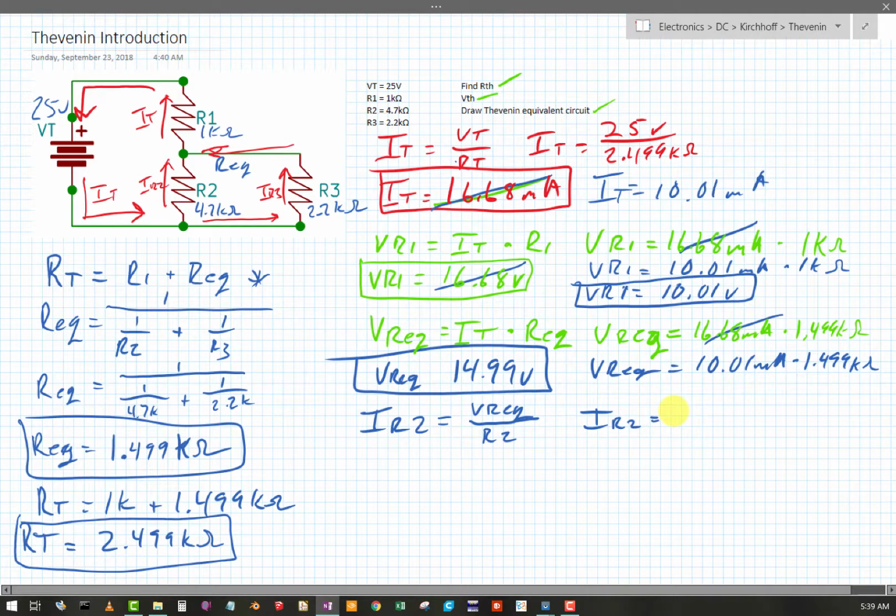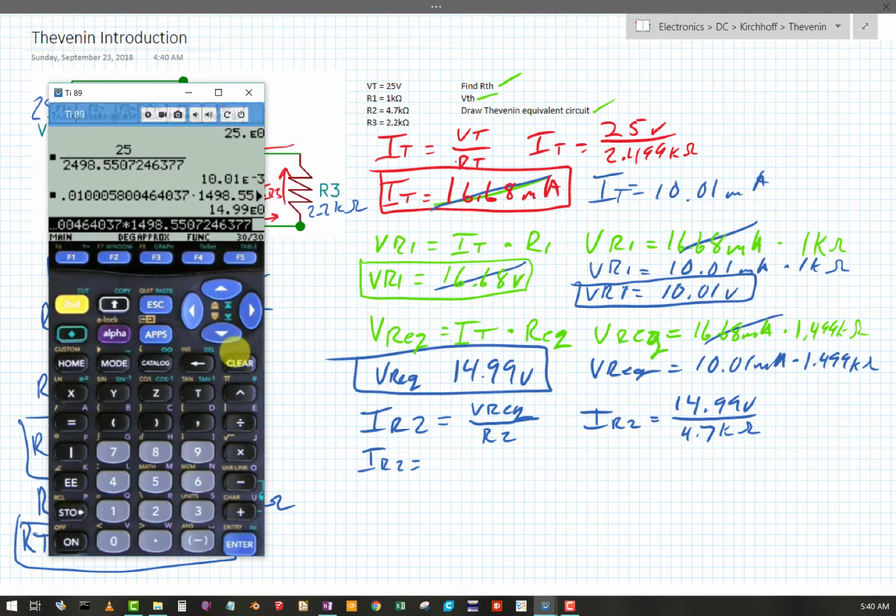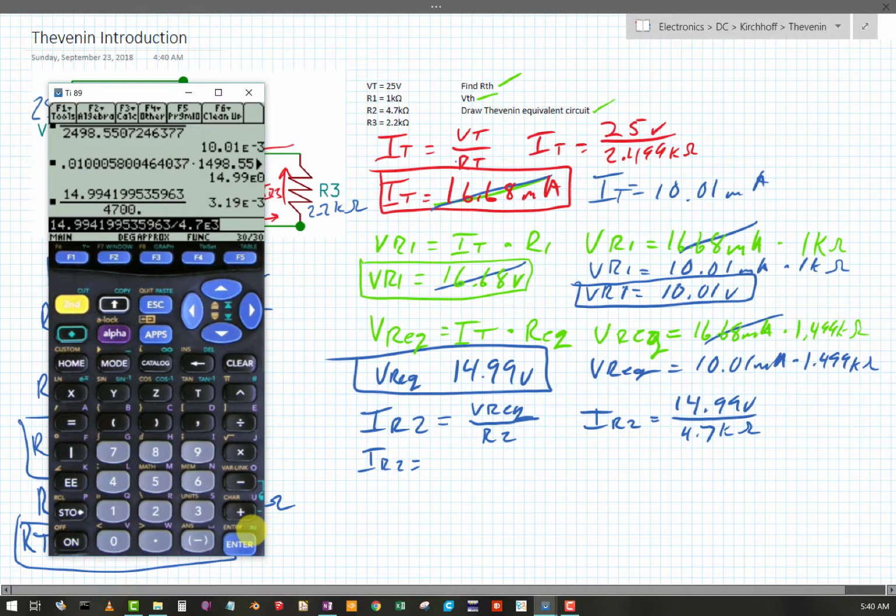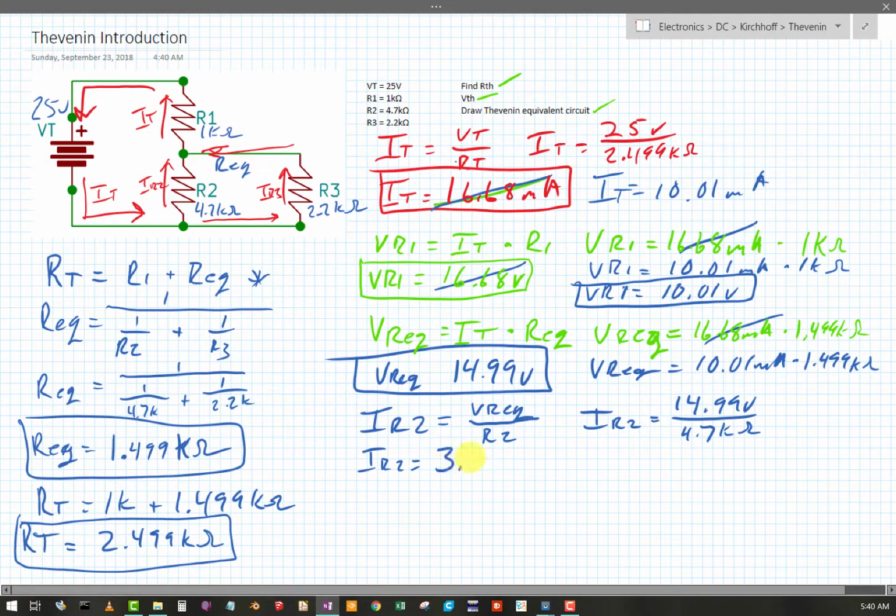IR2 equals 14.99 volts over R2, which is 4.7k ohms. So IR2 equals, calculator, that voltage, rounded, divided by 4.7 e to the third. Whoa, that easy. IR2 is 3.19 milliamps.